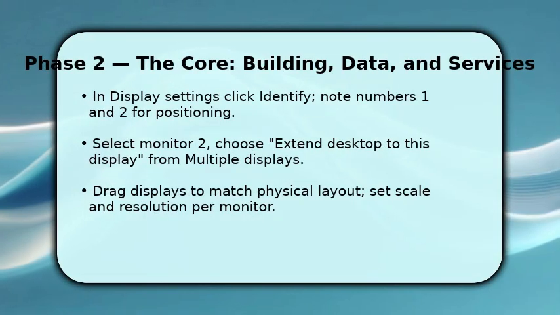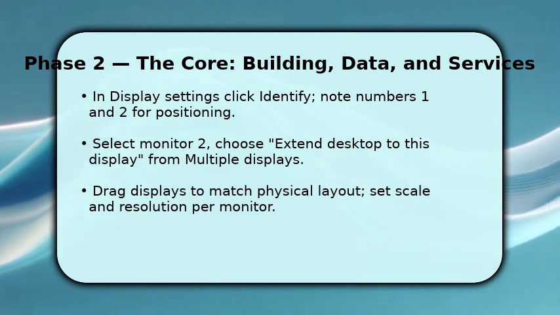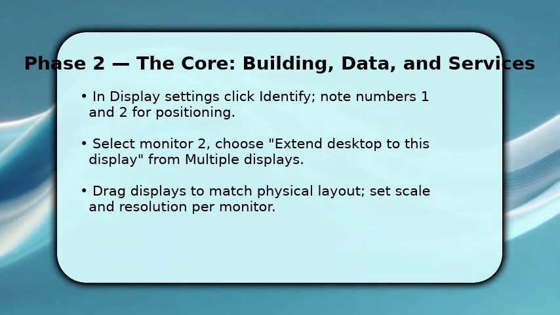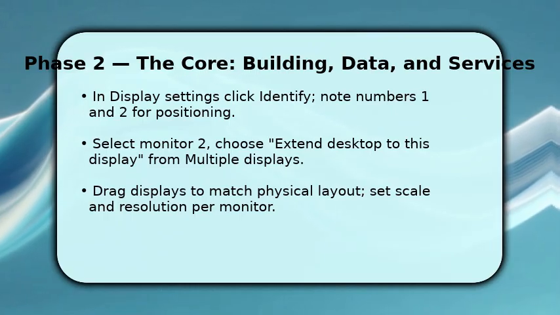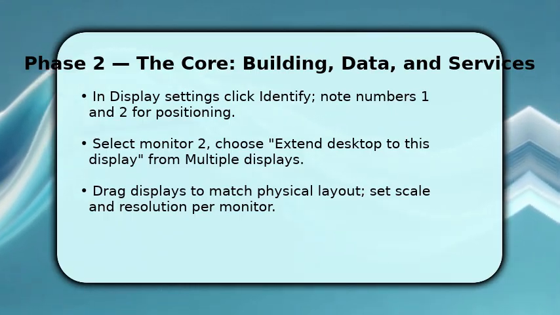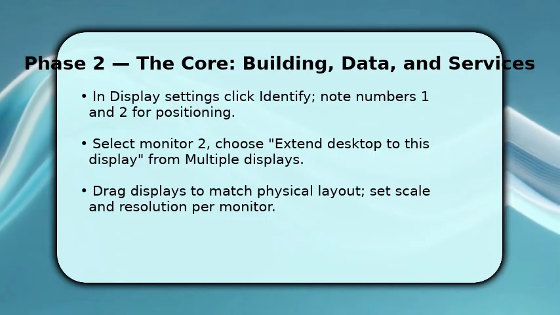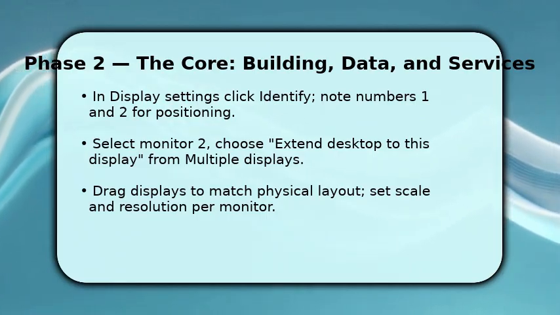Now you act. Click Identify so Windows shows numbers on each screen, which matches your physical layout. Select the secondary monitor tile and choose Extend Desktop to this display under Multiple Displays. This tells Windows to treat it as extra workspace.